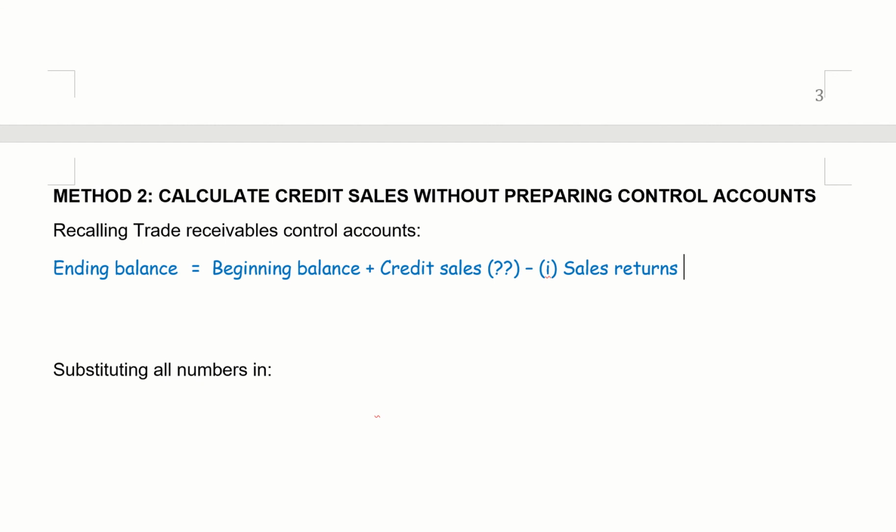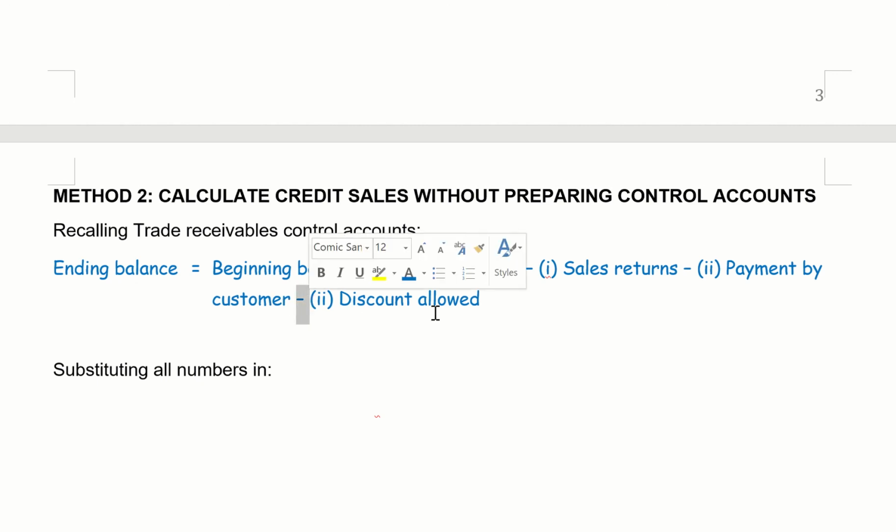So I'm imagining my control account. After I minus away my sales returns, what else do I do to find my ending balance? Correct. What I need to do next is that I need to see whether there's any payment. Alright, payment by your customer. And if there's a payment by your customer, you need to deduct that away. And the last another item, you have to minus away the discount allowed, because if you gave your customer any discount, it will actually cause the ending balance to reduce. That's why you minus discount allowed.